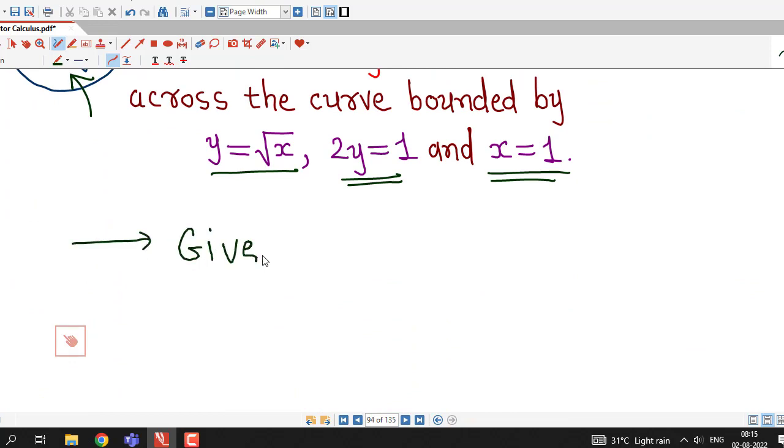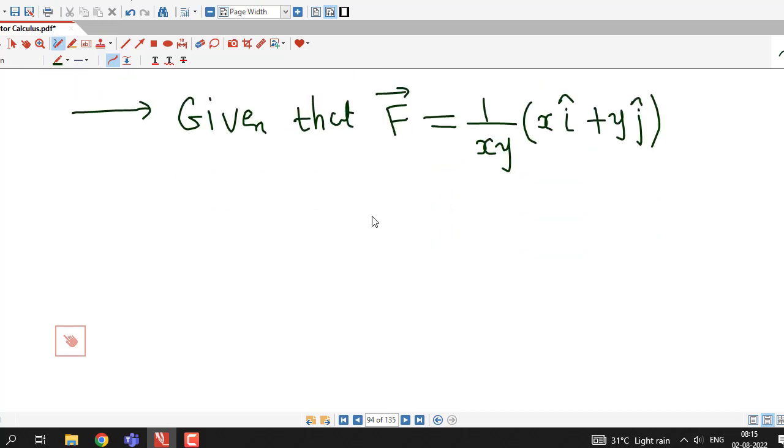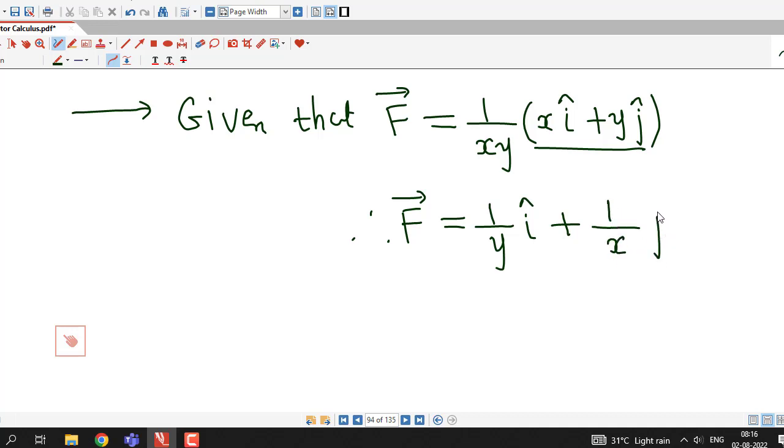First we write that the given vector field f bar is equal to 1 divided by xy times (xi plus yj), and this we can rewrite as, therefore f bar equal to, we multiply this bracket by 1 divided by xy. So we have x divided by xy, and we can cancel out x provided x is non-zero, and plus y divided by xy, so y will cancel out provided y is non-zero.